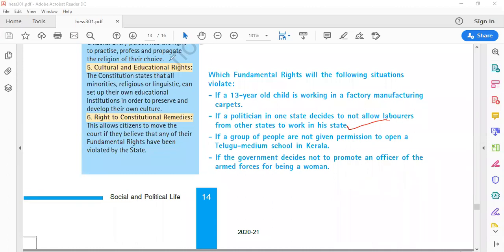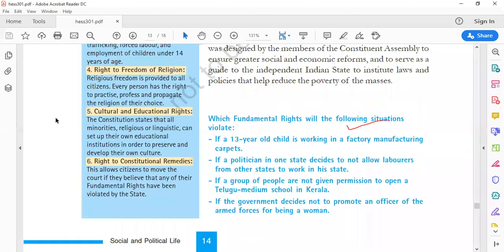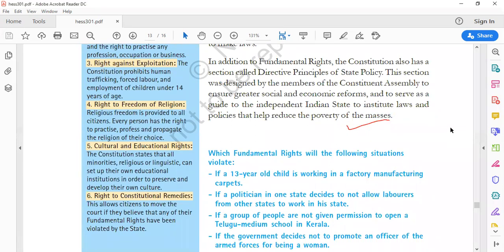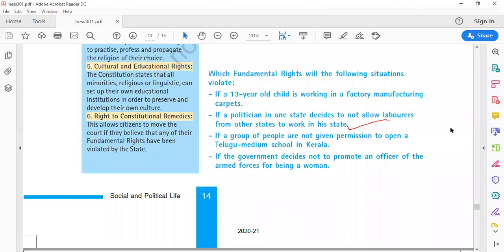Okay, right to freedom is compromised. Then what is violated here? Right to equality. Very good. Equality based on region. They are practicing regionalism here.